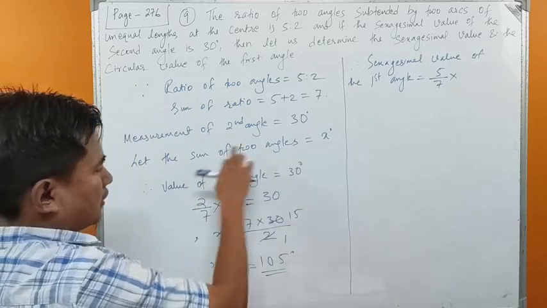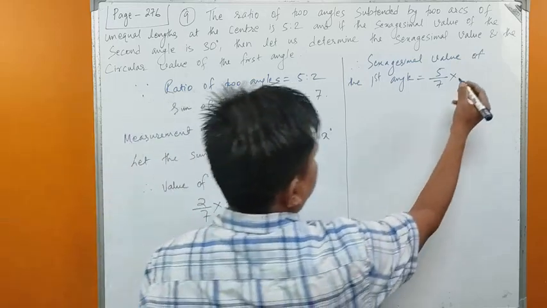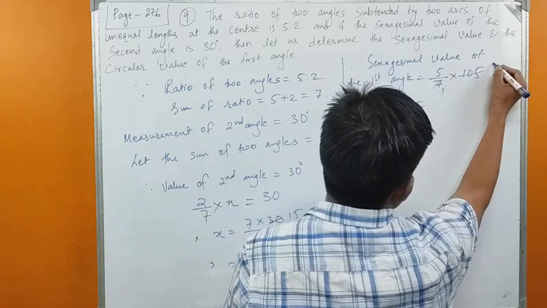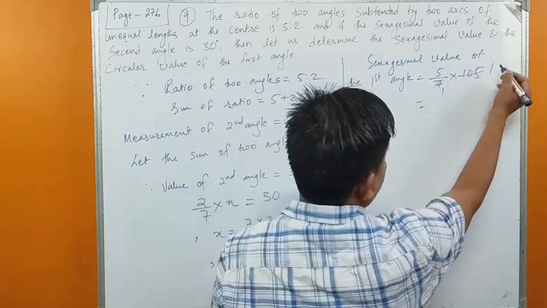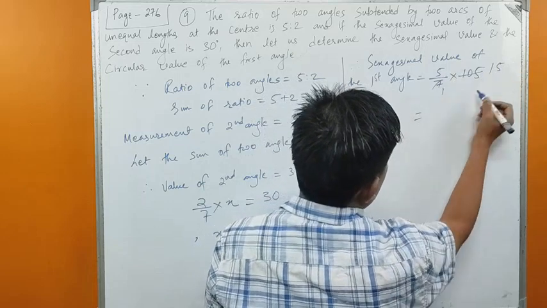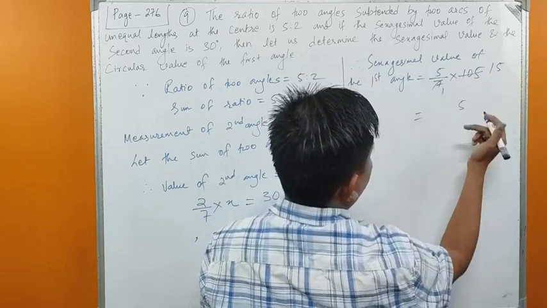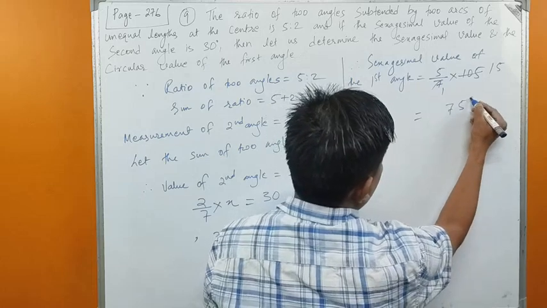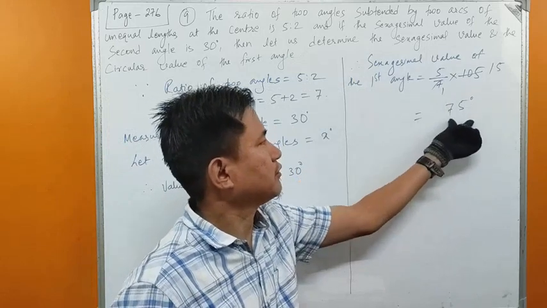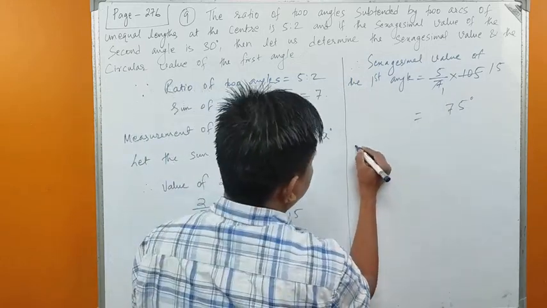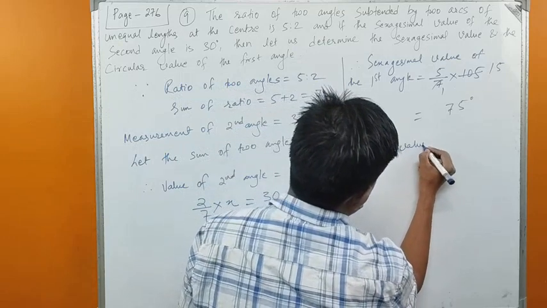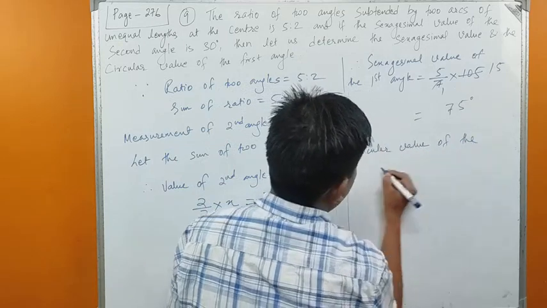Sum of two angles is x and the value of x is 105, into 105. So this will give us 7 1s are 7, 7 1s are 7, plus 3 is 10, so 35, isn't it? 7 5s are 35. This will give us 5 into 5, 25, 5 1s are 5, plus 2, 7, 75 degrees. So the value of the first angle is 75 degrees. This is the sexagesimal value, 75 degrees. Now let us find the circular value of the first angle.